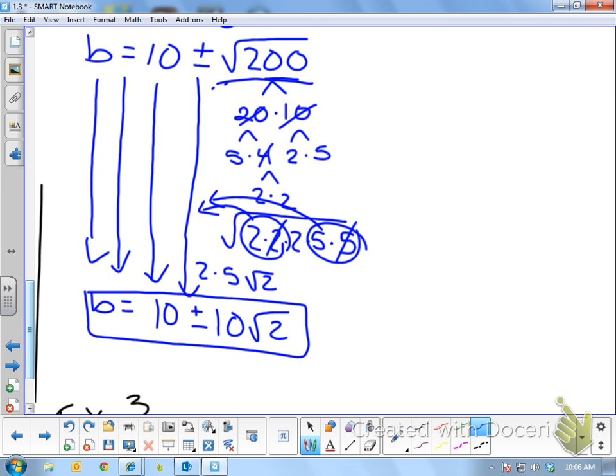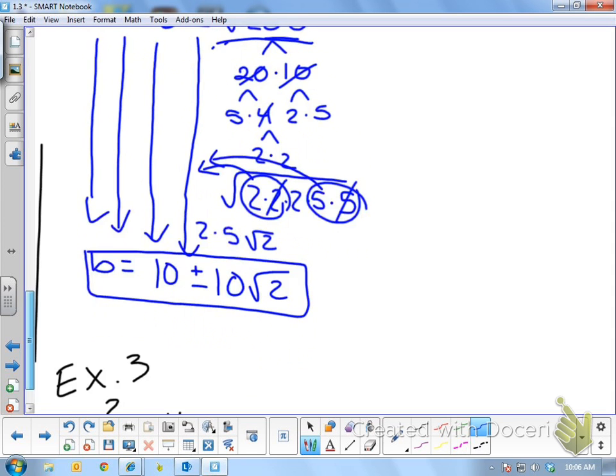Okay, so we need one more example because there's going to be one more variation on this simplifying process. But I'm going to have you start the example.